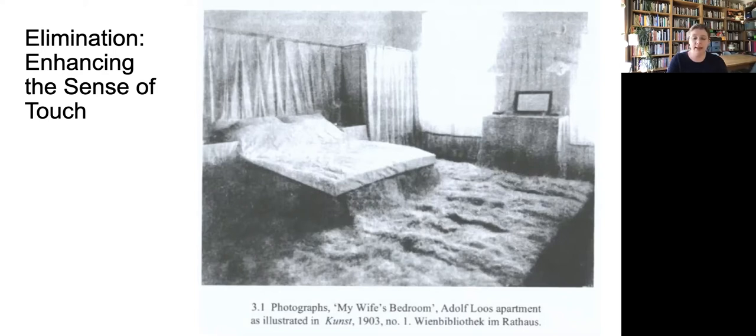A striking example of elimination in design is the bedroom that Loos designed for his wife, Lina Loos, in 1903. This remarkable room provides only what is essential for a bedroom, albeit in luxurious, sensual style. It's dominated by an enormous white Angora rabbit fur rug, which climbs up the sides of the divan bed, covered in a simple white silk bedspread.